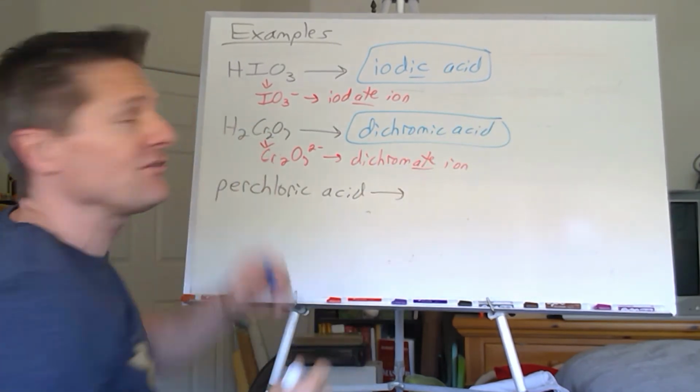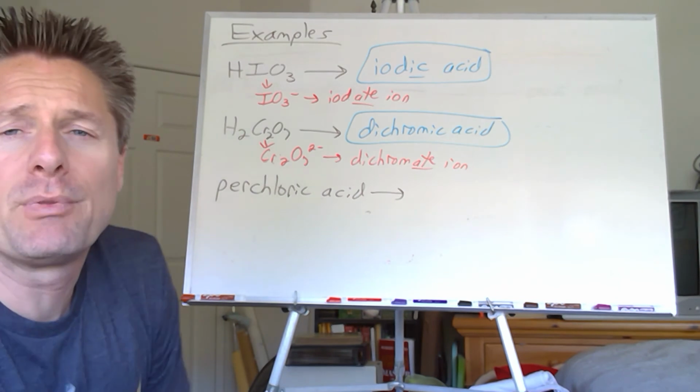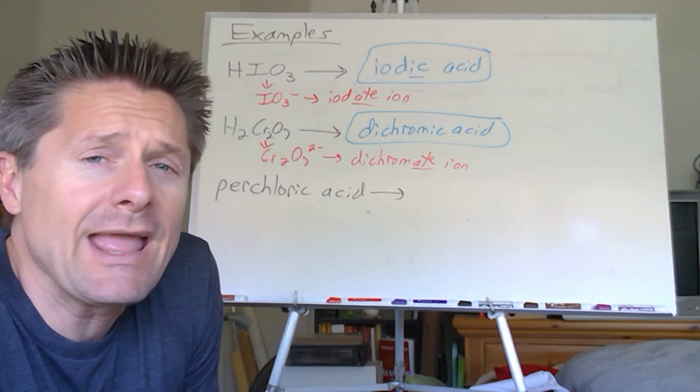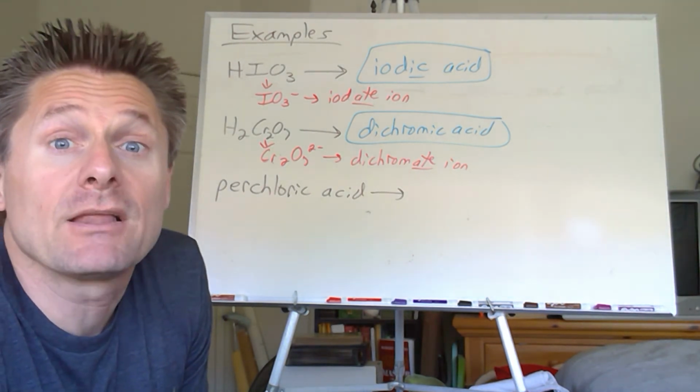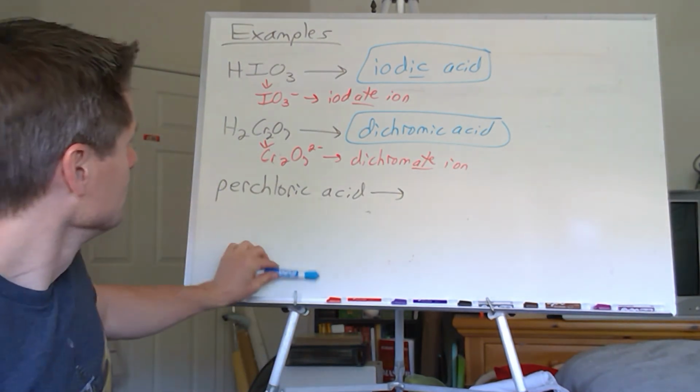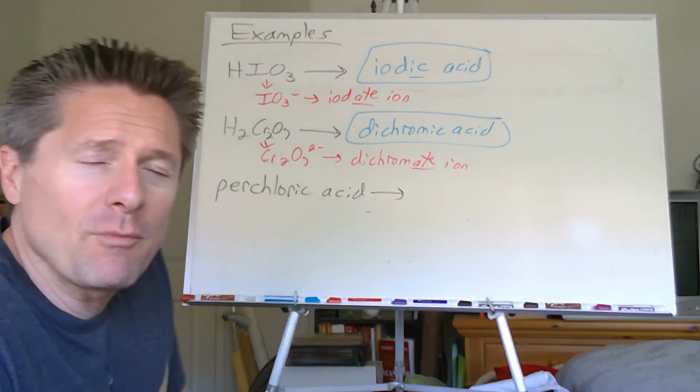Now there are no states written here. You're not going to see these in their pure state. They're always going to be aqueous. So any acid without a state shown is automatically going to be aqueous for you guys. Remember that. Now here we've got to go from a name to a formula.